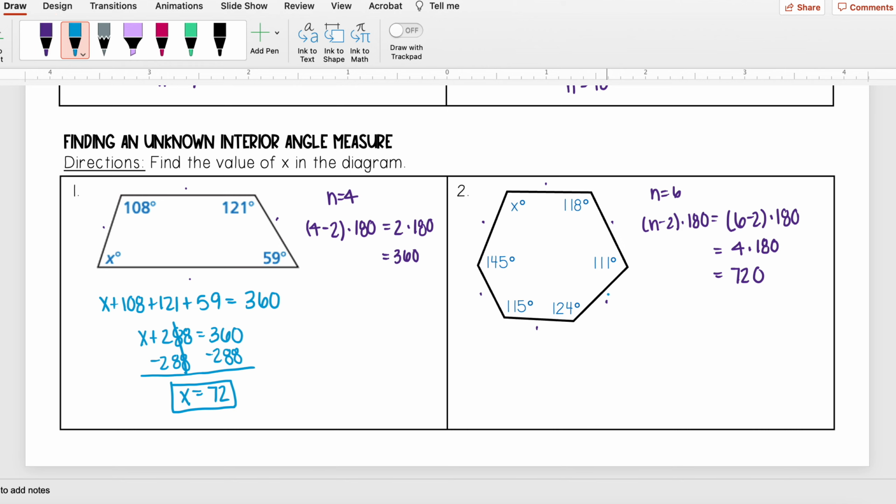And now I can add up all of my angles and set it equal to 720. So I have x plus 118 plus 111 plus 124 plus 115 plus 145 is equal to 720. When I add up all those numbers, I get 613. And then subtract both sides by 613, and you should get x is equal to 107.